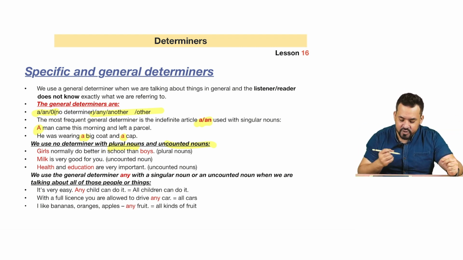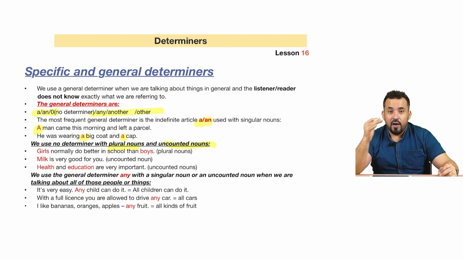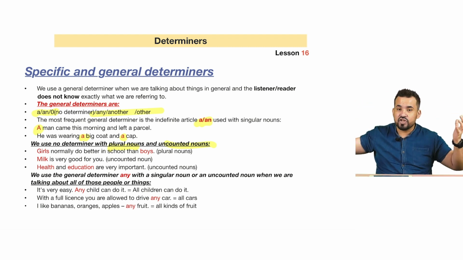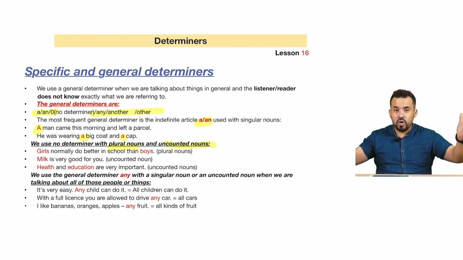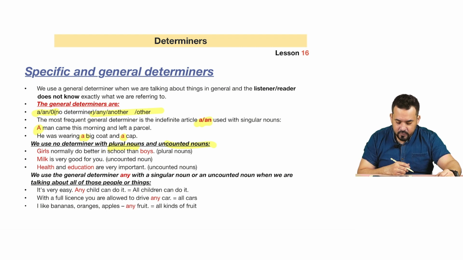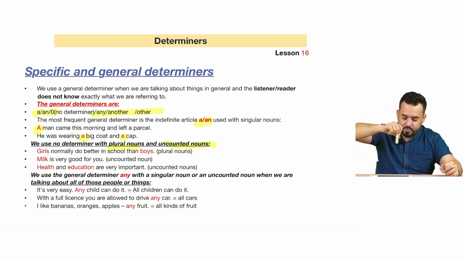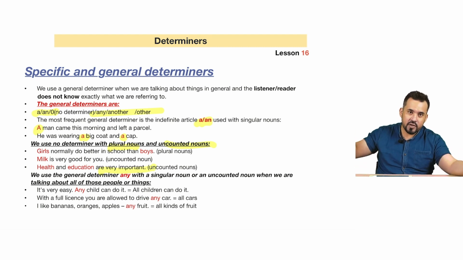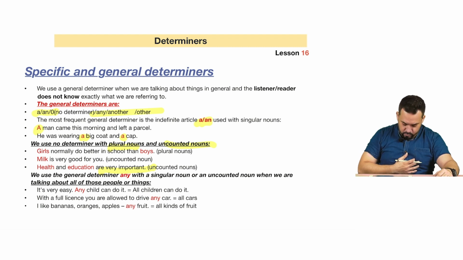Health and education are very important. Okay, again, health and education, those are two uncountable nouns. Health and education, they are both good for you. Oh, actually, they're good for everybody. Oh, no, sorry, that's the previous example. Health and education are very important, of course. Health and education are very important.